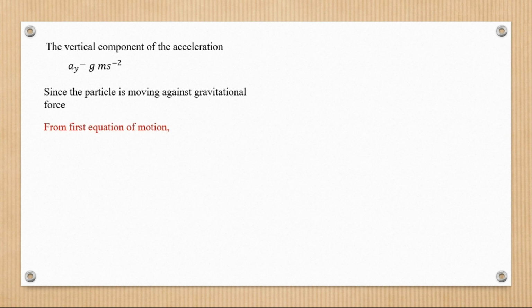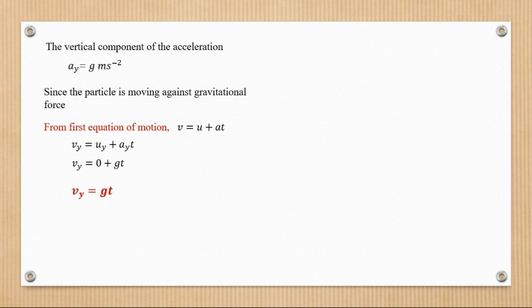The vertical component of the acceleration Ay is equal to g meters per second squared, and that's because we're looking at the particle acting downward under gravity. Since the particle is moving under the gravitational force, we have Ay being equal to g. From the first equation of motion, V is equal to U plus AT, we can see that Vy shall be equal to Uy plus Ayt, and we remember that Uy is 0.